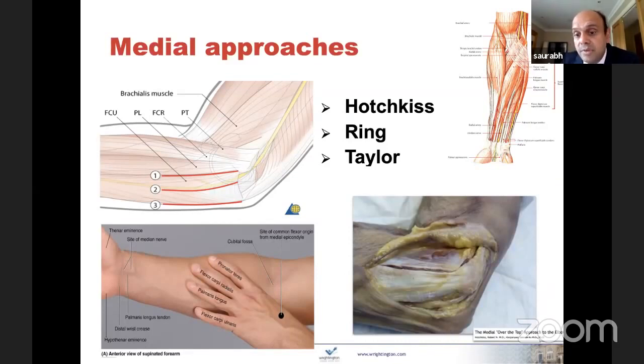For exams, you don't need to know all the 3 approaches. Just remember ring approach. David Ring, Boston, Massachusetts. Why ring approach? Because we've all done ulnar nerve decompressions. We know it goes between the 2 heads of FCU. So it's an easy, familiar approach to remember. So remember one approach, ring approach, medial approach.